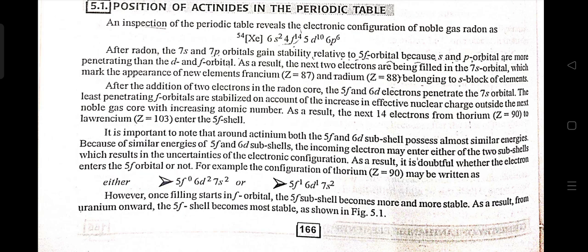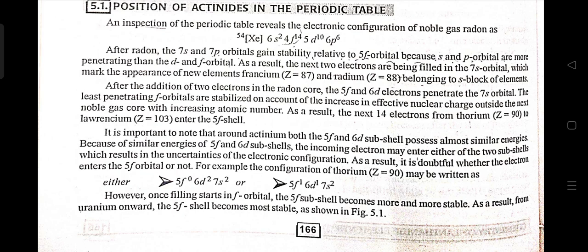It is important to note that around actinium both the 5f and 6d subshells possess almost similar energies. Because of the similar energies of the 5f and 6d subshells, the incoming electron may enter either of the two subshells, which results in uncertainties in the electronic configurations. As a result, it is doubtful whether the electron enters the 5f subshell or not. For example, the configuration of thorium may be written as 5f0 6d2 7s2, or it may be 5f1 6d1 7s2.